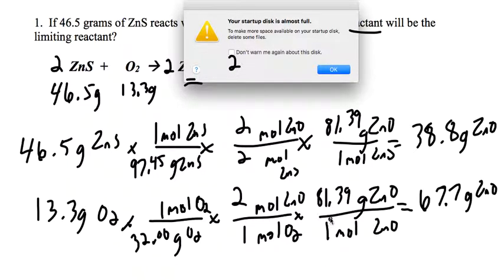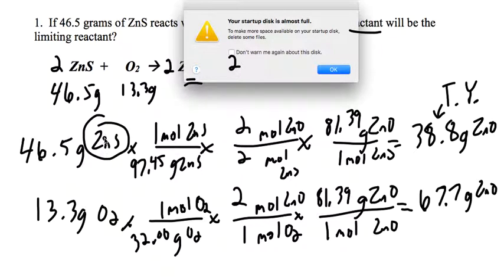So which one is actually limiting me? That's the ZnS. What my theoretical yield is, this right here, this is my theoretical yield, the 38.8. That's my smaller value of the 2. So that is my theoretical yield. This is my limiting reactant.